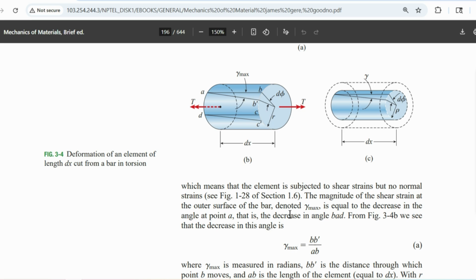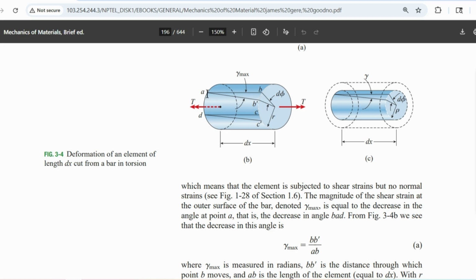Something max. I don't know why I'm spacing on that little letter. Gamma? Is that right? Yeah, gamma. I'm just going to say gamma. So gamma max is equal to the decrease in the angle at point A. The magnitude of the shear strain on the outer surface of the bar is an angle, measured in radians or degrees, who cares, and it is equal to the decrease in the angle at point A.